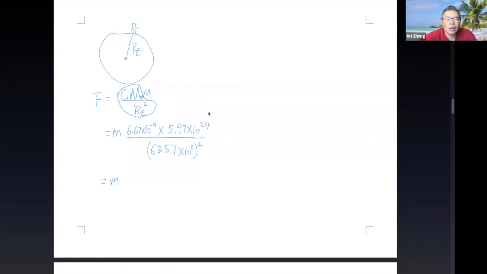A lot of you got it wrong. You need to use your calculator correctly.